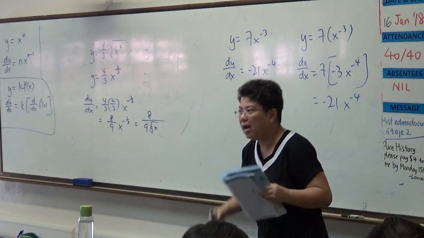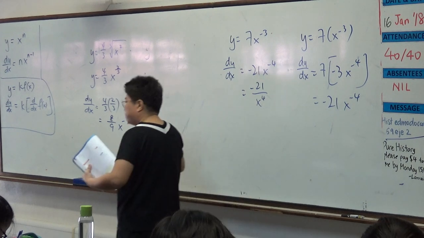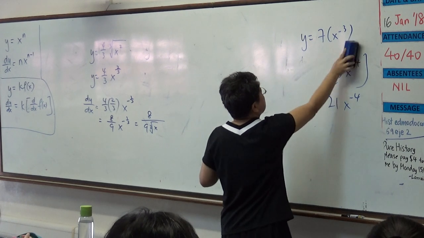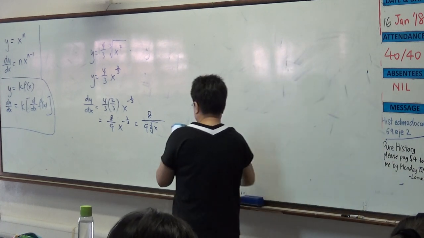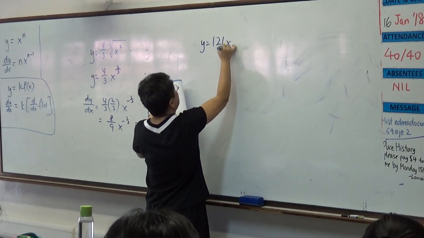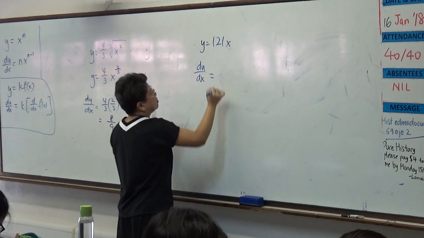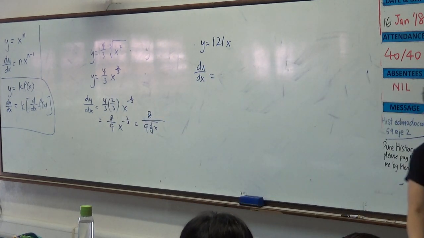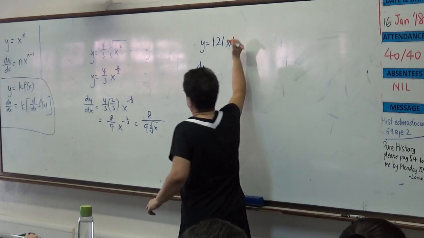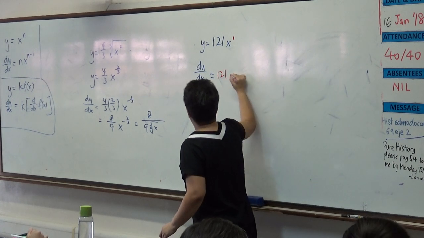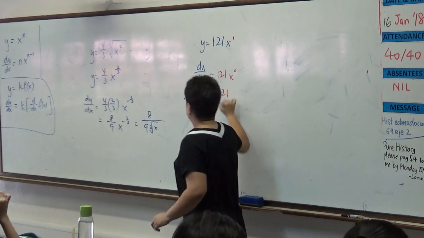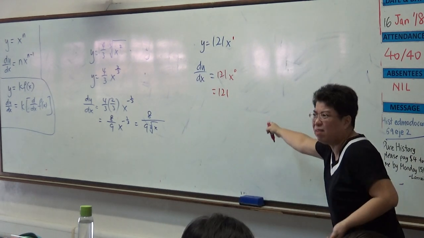Everybody okay? Yes. Then I'm going on to two simple ones that people always make mistakes. When I have y equals 1 times x, what is my dy/dx? 1 times x to the power 1 minus 1. Do you agree that this is power 1? So it's 1 times x to the power 0, right? What's x to the power 0? 1. So the answer is 1. So no need to memorize this.